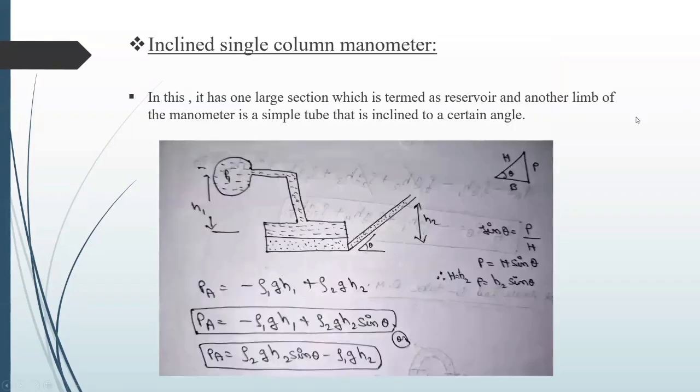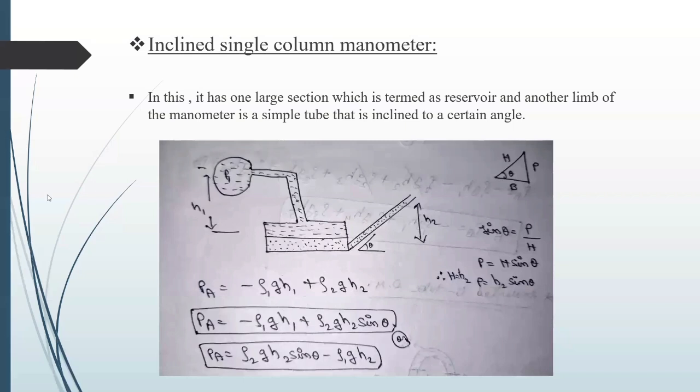Next one is the inclined single column manometer. In this, it has one large section which is termed as the reservoir, and another limb of the manometer is a simple tube that is inclined to a certain angle. So this is a diagram of the inclined single column manometer.